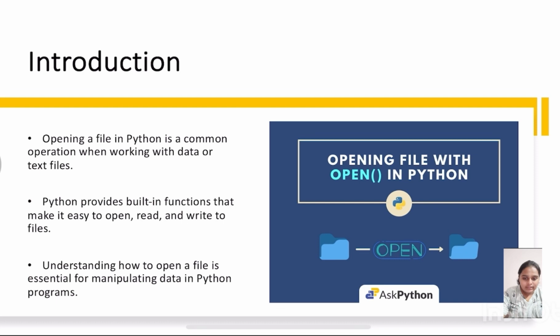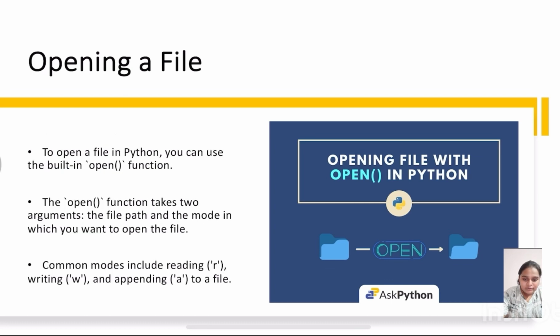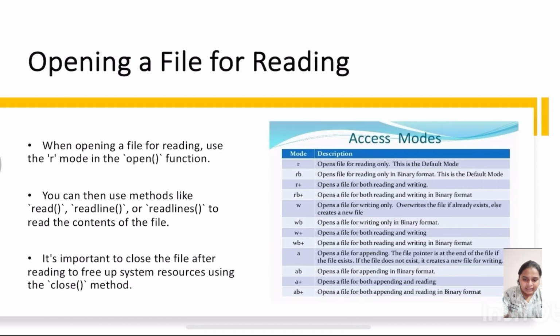Opening a file for reading. When opening a file for reading, use the r mode in the open() function. You can then use methods like readlines to read the content of the file. It's important to close the file after reading to free up system resources using the close method.